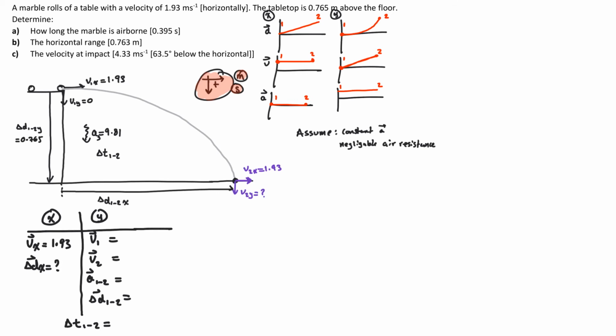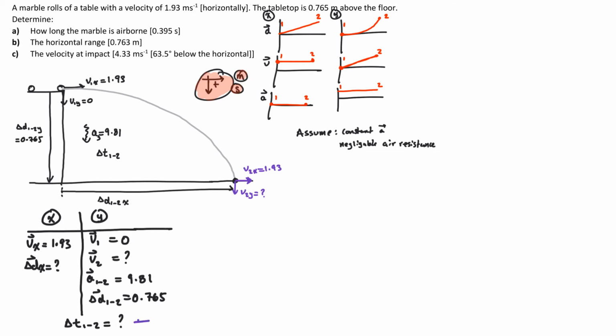Good. So velocity 1 is 0 in terms of our values. Acceleration is 9.81. I'm using a positive value because this is pointing down, and my sign convention is also pointing down. My displacement is pointing down from 1 to 2. That's 0.765. Velocity 2, I don't know. I'm going to put a question mark, and I don't know the time. The first question asks us how long the marble is airborne, so we need to figure out how long it takes. So let's use purple for that.